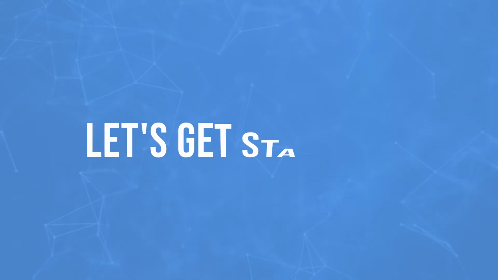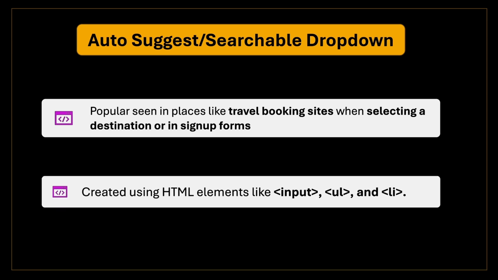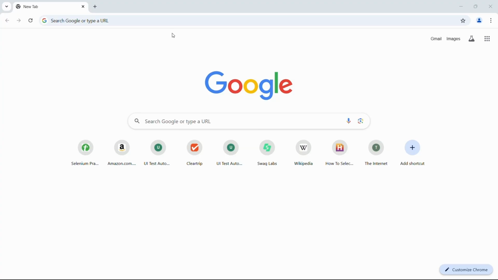So, let's get started. Searchable dropdowns are super popular on modern websites. You have seen them in places like travel booking sites when selecting a destination, or in a sign-up form when choosing your country. Instead of scrolling through a long list, you simply type part of the value and the dropdown suggests matching options. These dropdowns aren't based on the select tag but are typically built with elements like input, UL, and li. They often rely on JavaScript to fetch and display options dynamically to mimic dropdowns. So let me show you an example.